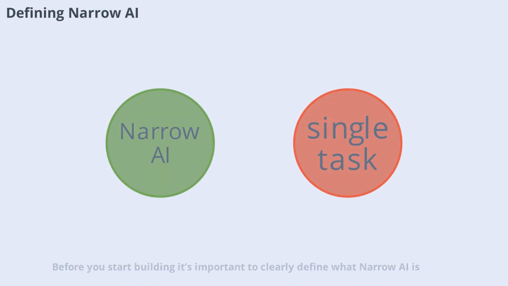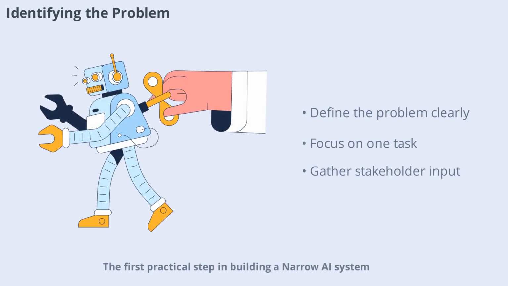Before you start building, it's important to clearly define what narrow AI is. Narrow AI systems are designed to excel at a single task, such as language translation, image recognition, or playing chess. They operate within a limited context and cannot perform tasks outside their programmed domain. This focus allows for high efficiency and accuracy in specific applications. By understanding the boundaries of narrow AI, you can better plan your project and set realistic expectations for its capabilities and limitations.